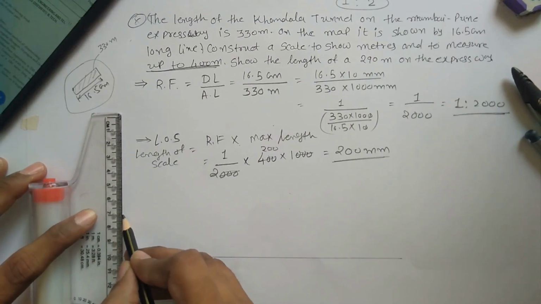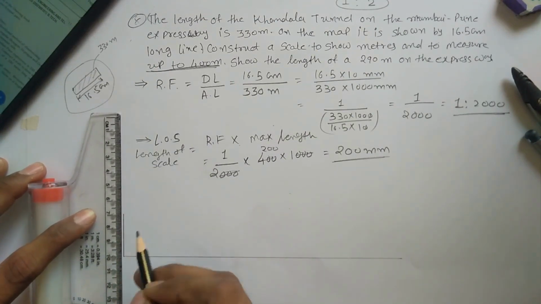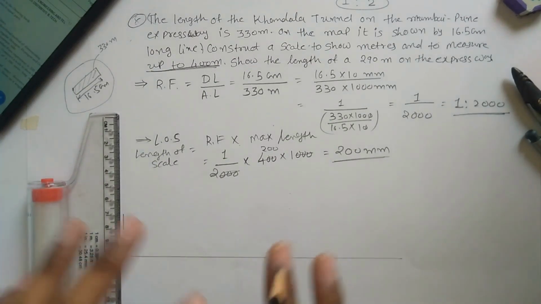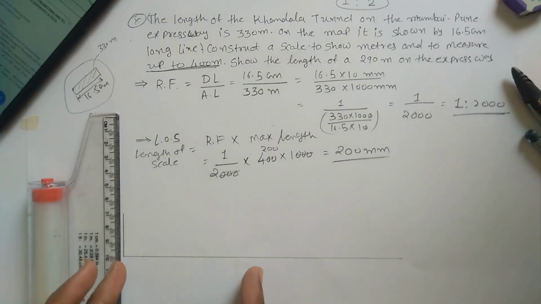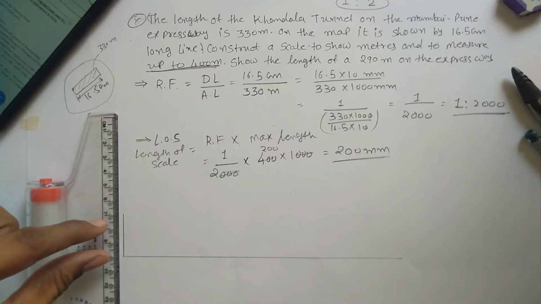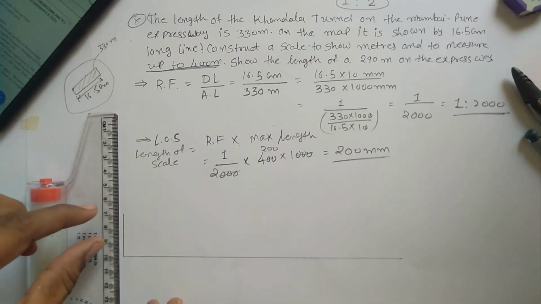So construct a rectangle. The dimension of this rectangle, or we can say the height of the rectangle, you can take anything according to the size of the scale. If the scale length is very short, like let's say 10 centimeter, then don't take more than 2 centimeter over here.